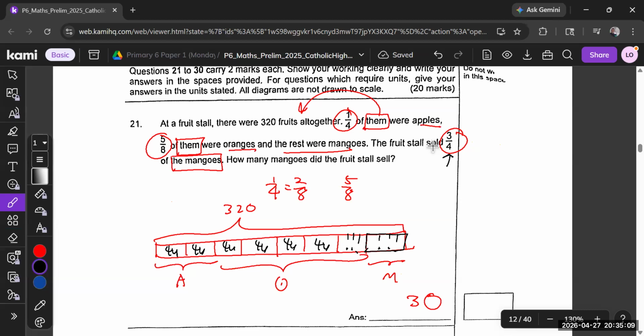Okay, and then the fruit seller sold 3/4. Continue to label 3/4. So where's your 3/4? Here, sold. So you may want to put sold, and this will be the mangoes left. Can you see my screen? Yeah. And then your 1 unit, 1 unit, 1 unit, 1 unit. All these are your units. And then how many mangoes did the fruit seller sell? Question mark.